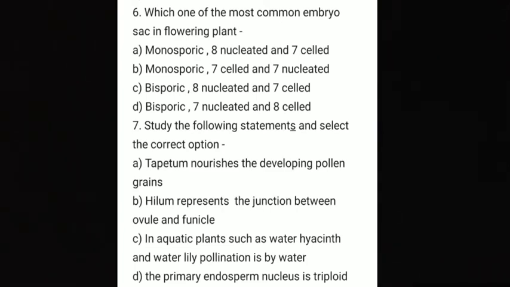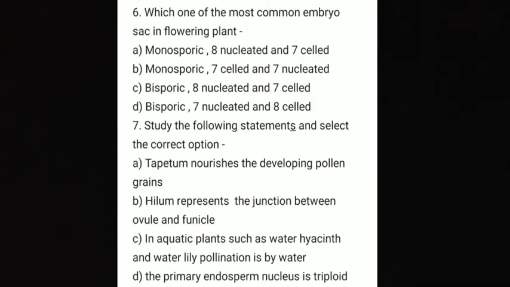Next, question number 7. Study the following statements and select the correct option. Option A, tapetum nourishes the developing pollen grains. B, hilum represents the junction between ovule and funicle. Option C, in aquatic plants such as water hyacinth and water lily, pollination is by water. And option D, the primary endosperm nucleus is triploid.